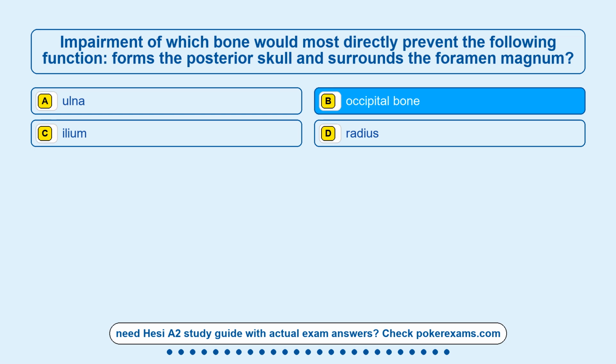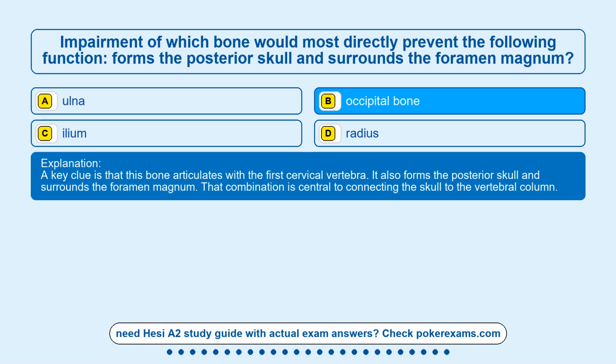The correct answer is option B, occipital bone. A key clue is that this bone articulates with the first cervical vertebra. It also forms the posterior skull and surrounds the foramen magnum. That combination is central to connecting the skull to the vertebral column.